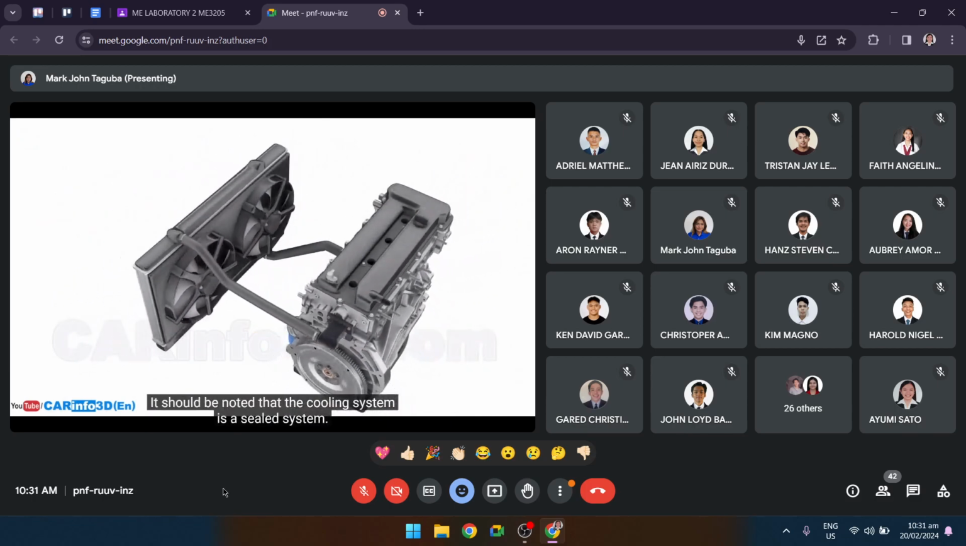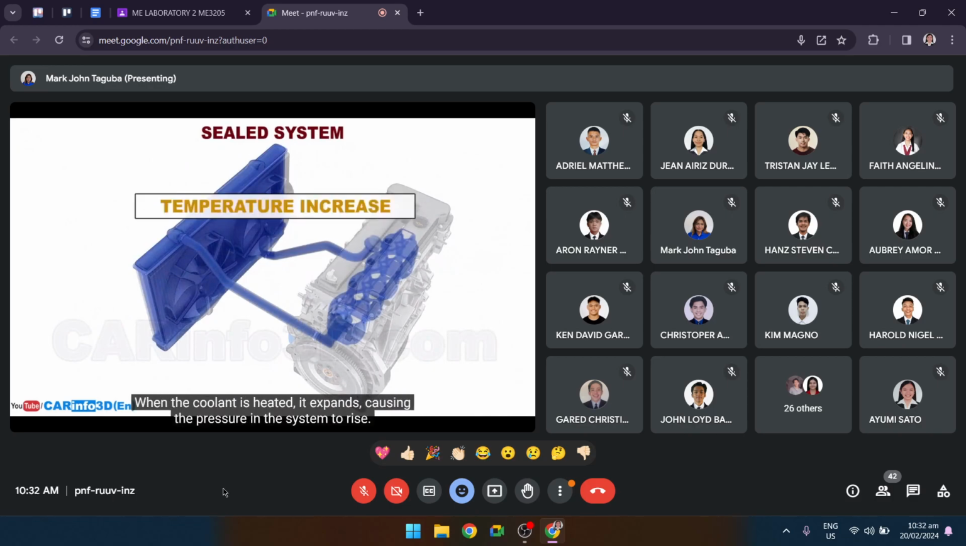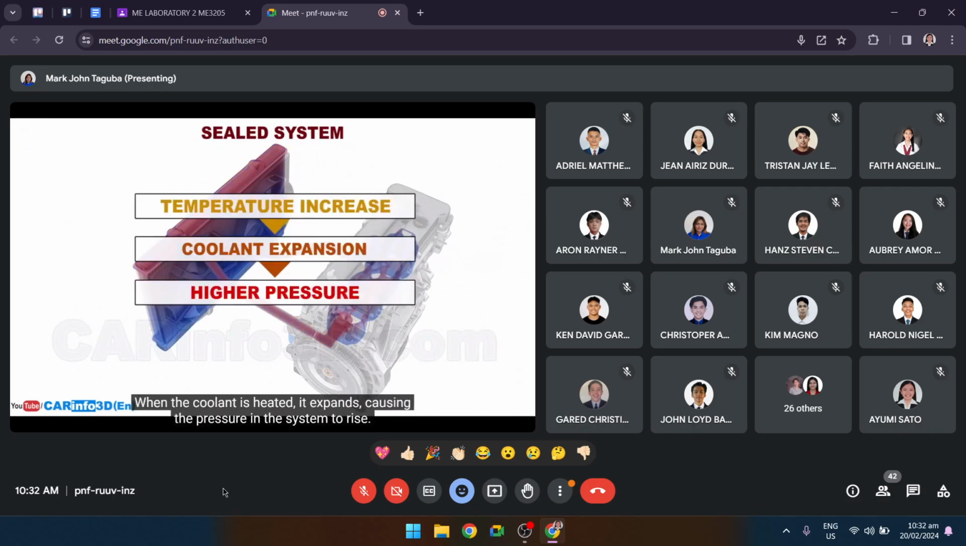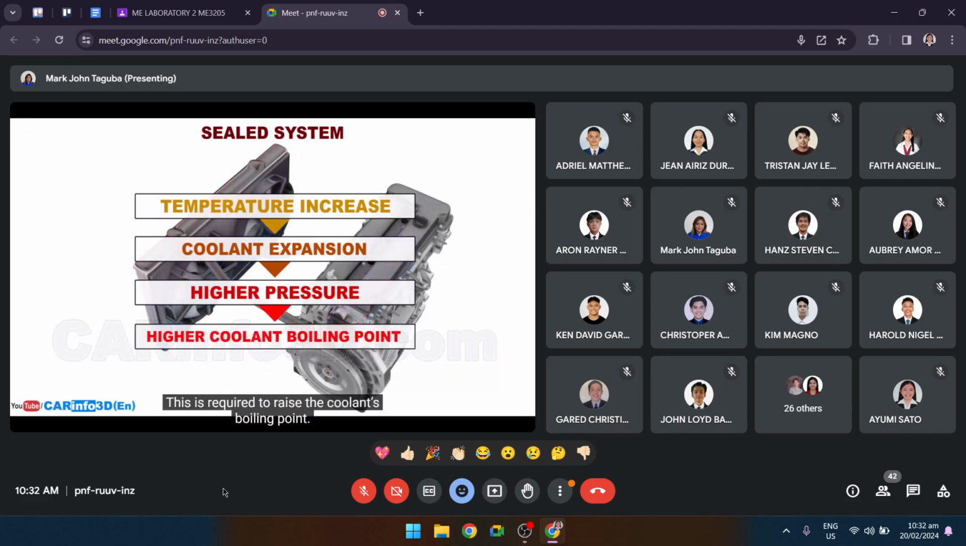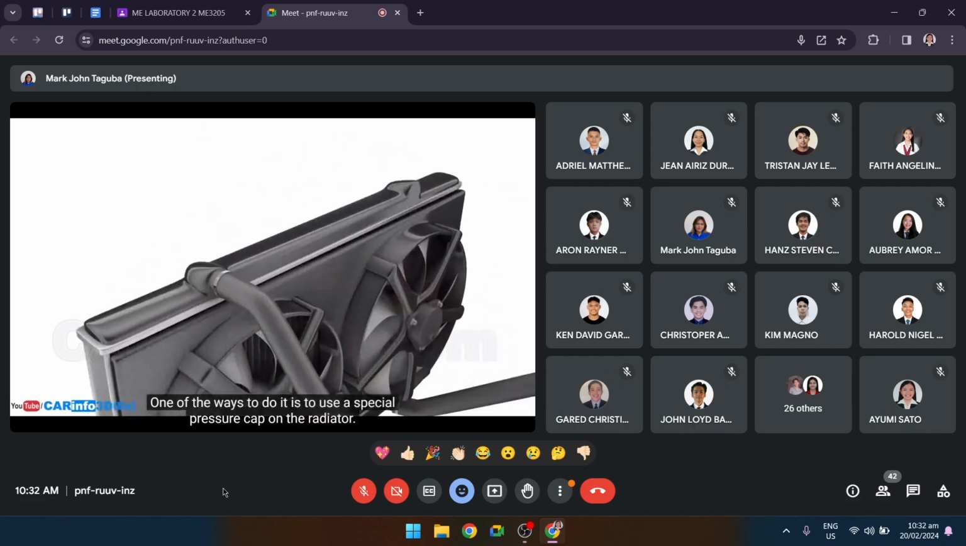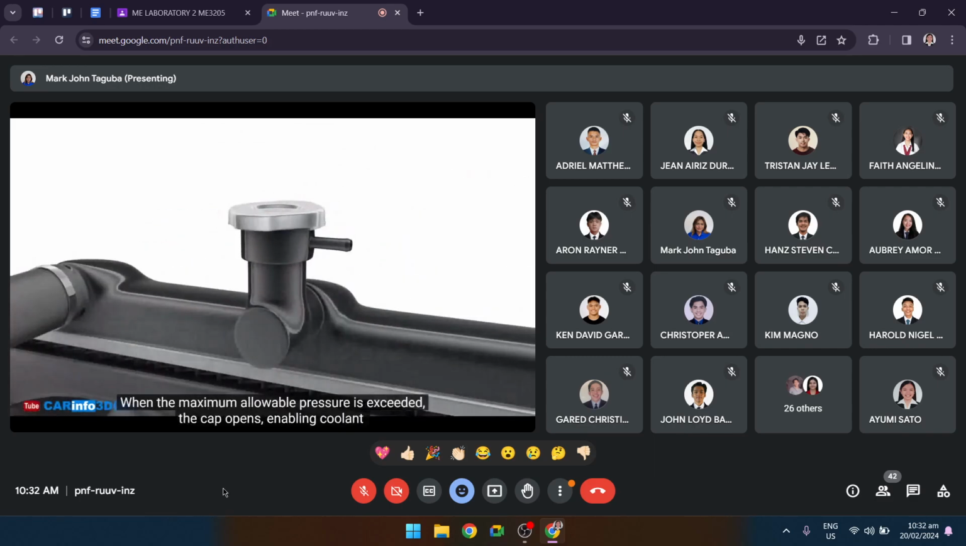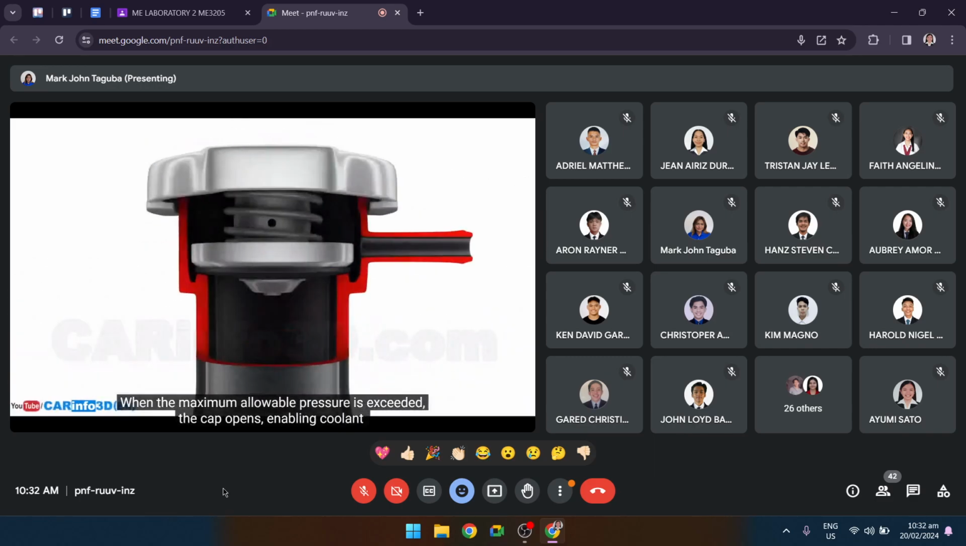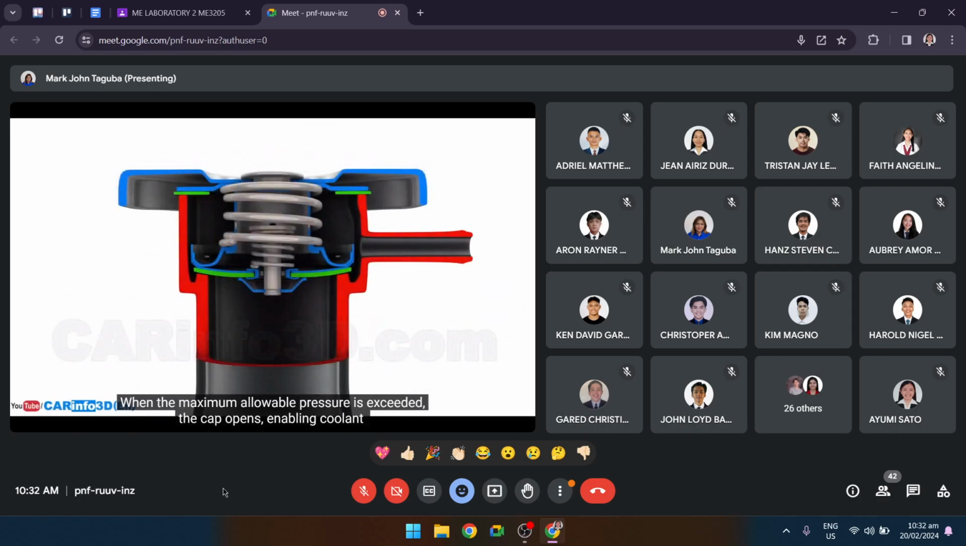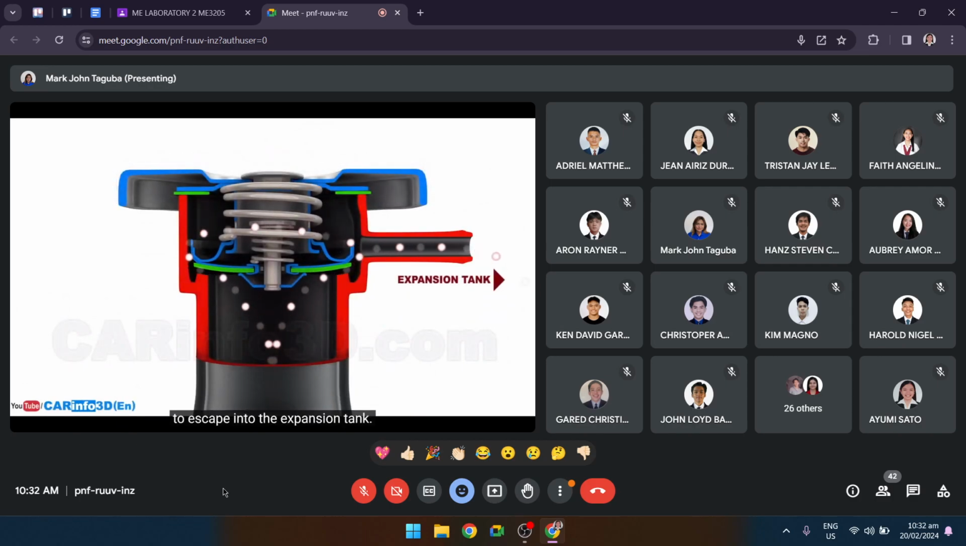It should be noted that the cooling system is a sealed system. When the coolant is heated, it expands, causing the pressure in the system to rise. This is required to raise the coolant's boiling point. However, excess pressure must be released to prevent system harm. One of the ways to do it is to use a special pressure cap on the radiator. When the maximum allowable pressure is exceeded, the cap opens, enabling coolant to escape into the expansion tank.